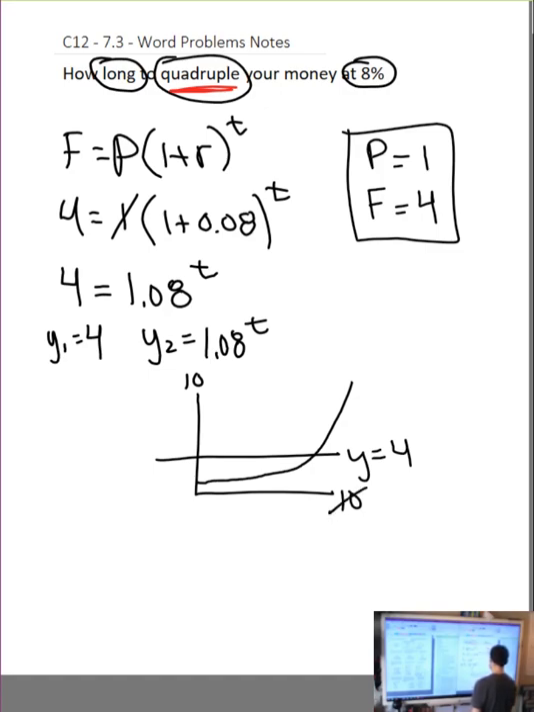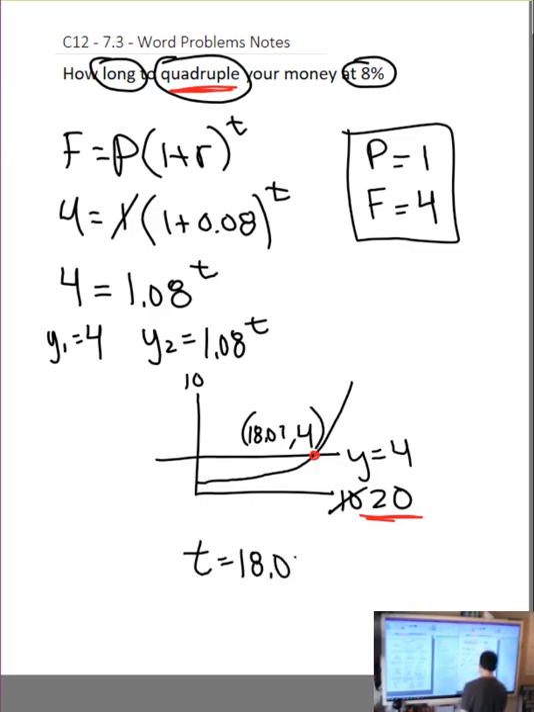Now I cannot see that intersection, so I need to make the window like 20 or 30 in the x direction. So get in the habit of playing around with your window and really seeing what works. Be careful with some of the calculators, they're a lot slower than others. I can see the intersection now. So second, calc, 5, enter, enter, enter. We'll find that intersection, and it has an x value of 18.01 and a y value obviously of 4. Now x is t in this equation, so t is equal to 18.01, and don't forget your units. It says how long. Now I didn't include any units, so t is just 18.01.